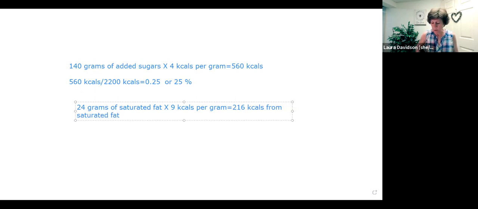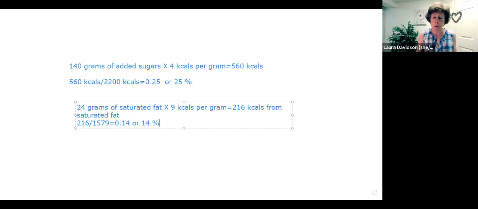Okay, now we need to know what percent of the total that is. So it's the same type of math, 216, and Monique had 1579 calories. 216 from saturated fat out of 1579 total. And that gives us 0.14 if we round off, or 14%.